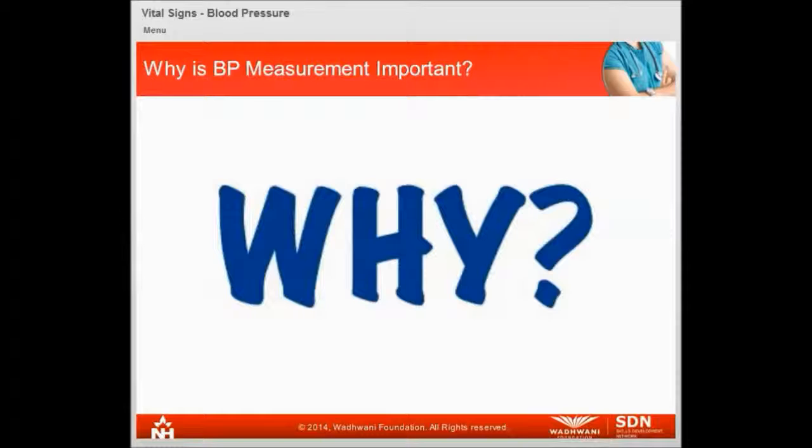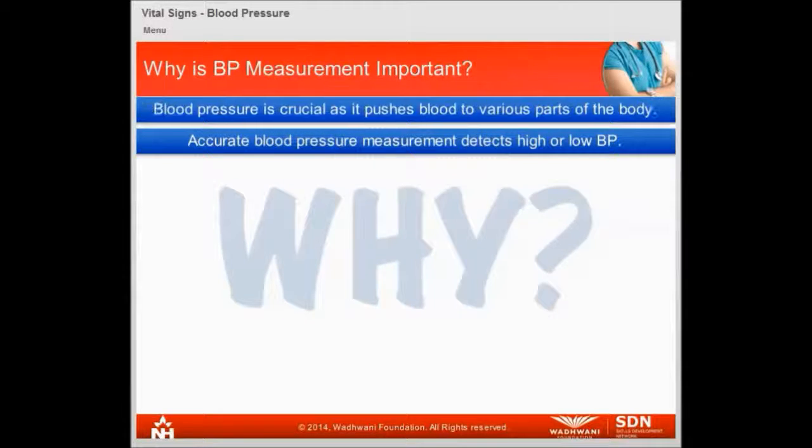Why do you think it is important to measure BP? Blood pressure pushes blood to various parts of the body. Also, accurate blood pressure measurements detect high or low BP.